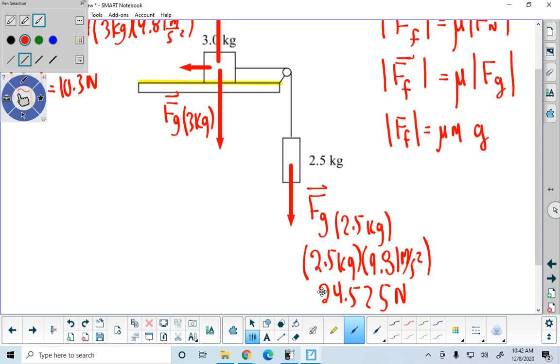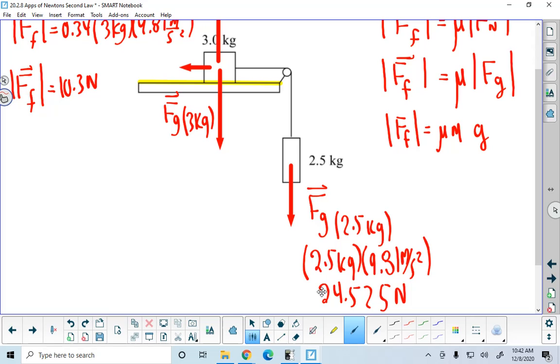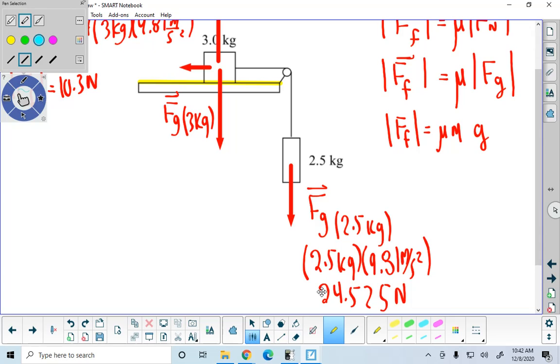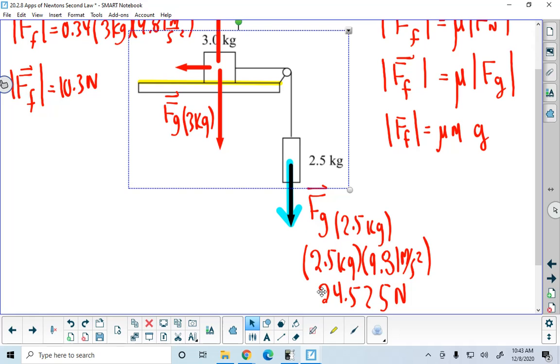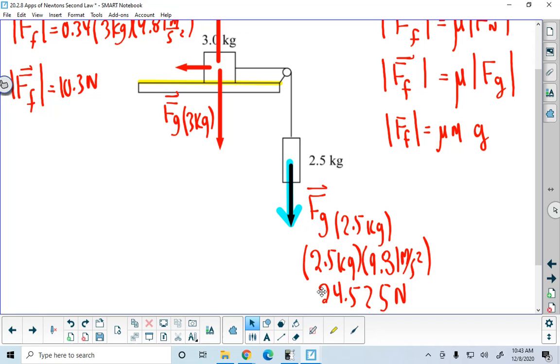So now we can draw this accurately. Just looking at your screen for a minute, please. If this length is 24.525 newtons and the force of friction is only 10.3, then I need to draw the force of friction a little bit less than half as long. And in fact, that's kind of what I drew here. Okay. So this is the force of friction.